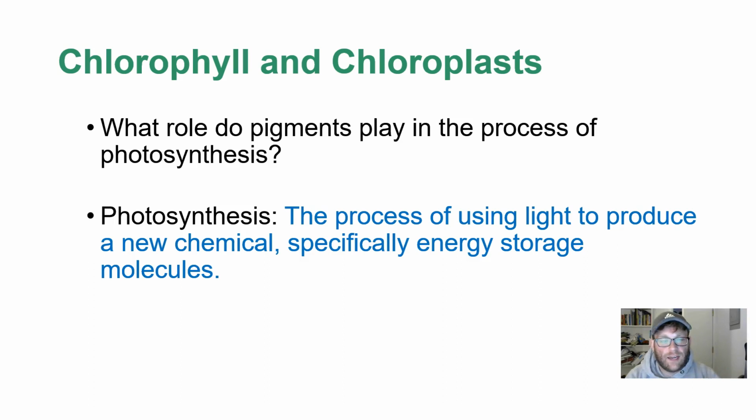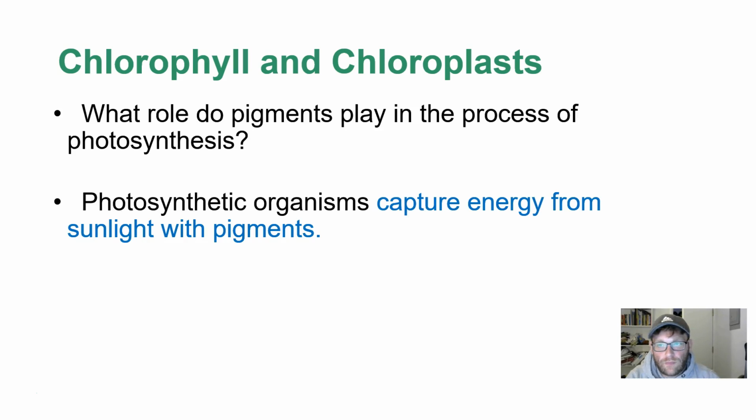And that definition is that you have a process that uses light, so photo referring to light, to produce some kind of new product, some kind of new chemical. So in our case, specifically molecules that store light energy, that they have a high potential that we can utilize later. All right, so again, photosynthesis in photosynthetic organisms will capture that energy from sunlight using specific pigments in order to do that.